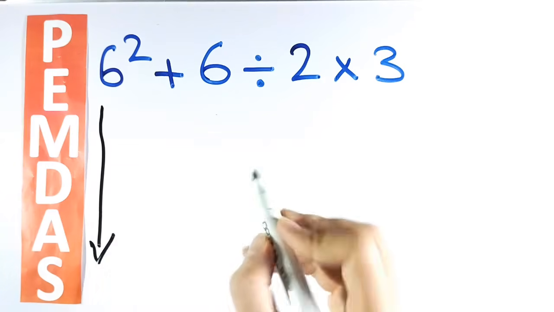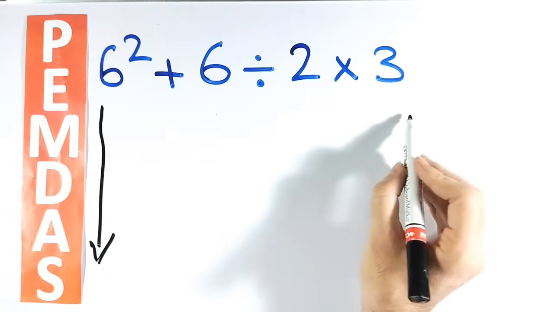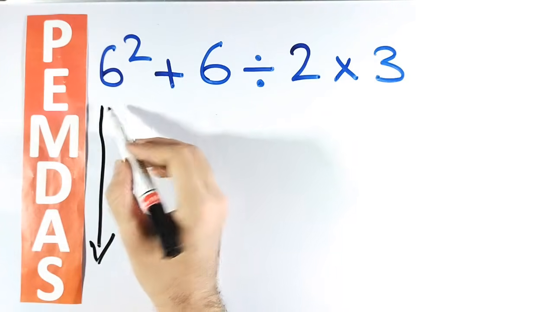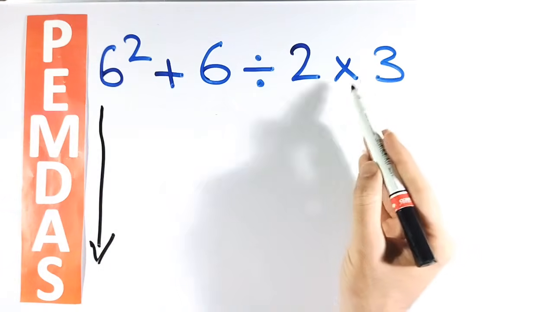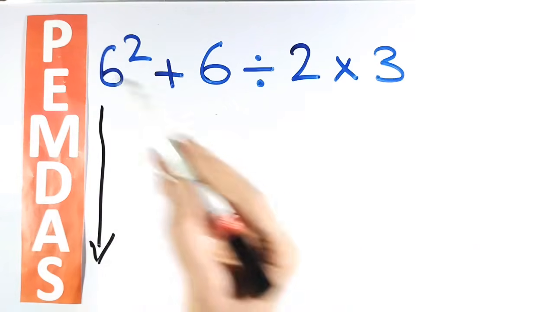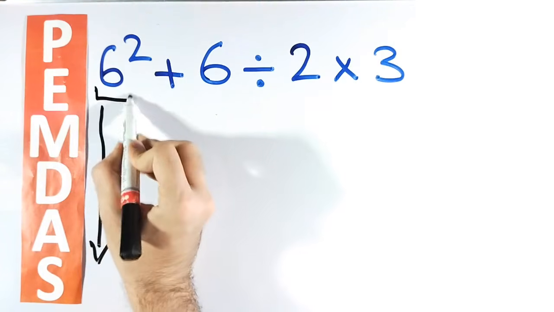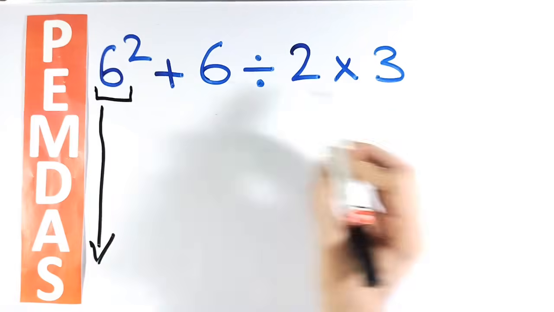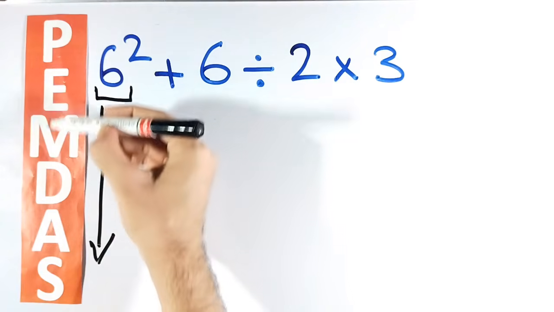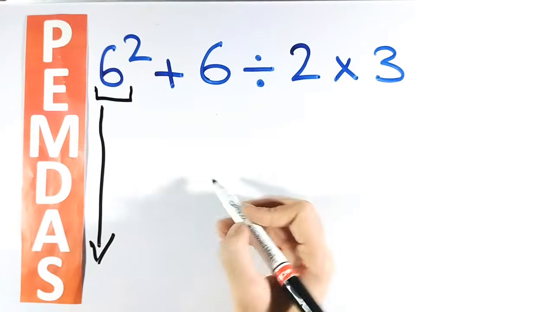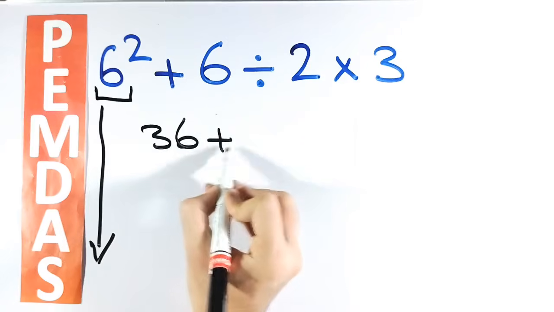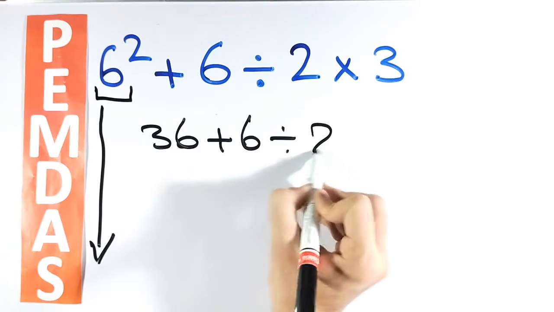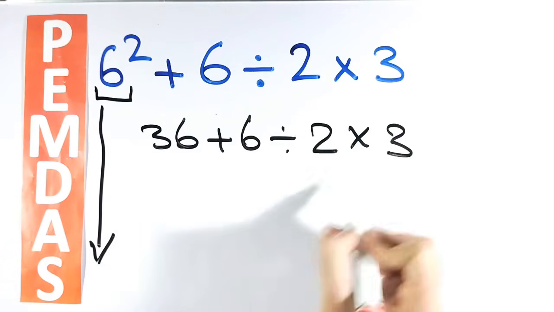To solve this question, we must follow the order of operations step by step from top to bottom. As you can see on the screen, in this expression, first we have an exponent, then an addition sign, followed by a division, and finally a multiplication. According to the PEMDAS rule, first we go for the exponent, because in this expression, exponent has a higher priority than the other operation. So, we rewrite this expression as 36 plus 6 divided by 2 multiplied by 3.